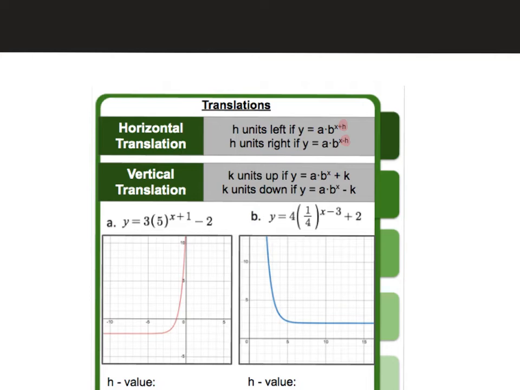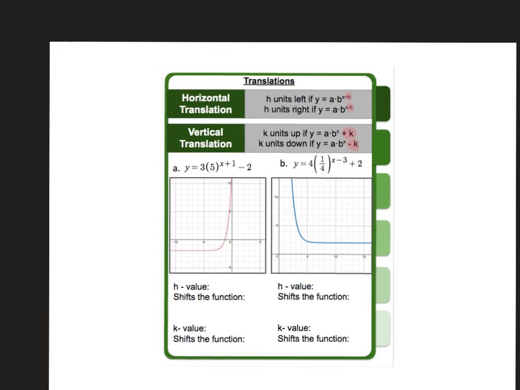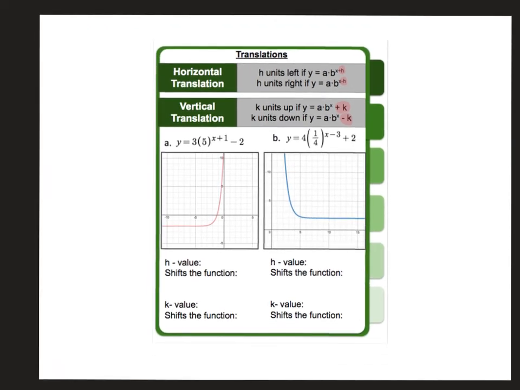Then we have a vertical translation. That one is all about your numbers on the end. So if you have a positive k, it's going to move up, just like you would think it would. If you have a negative k, it's going to move it down. All right, that being said, we're going to look at two examples, and we're going to talk about how they shift.